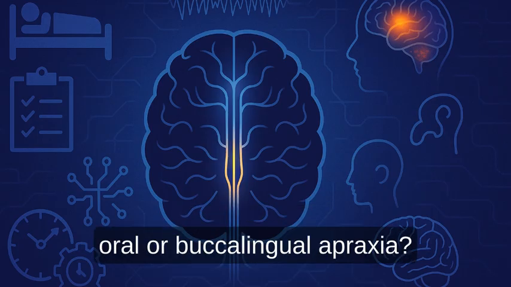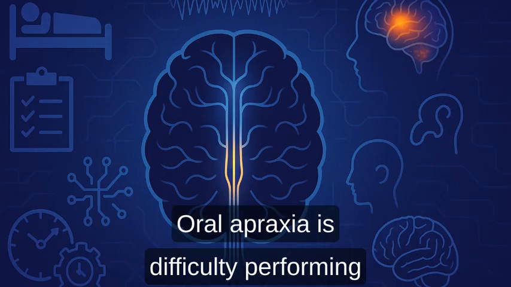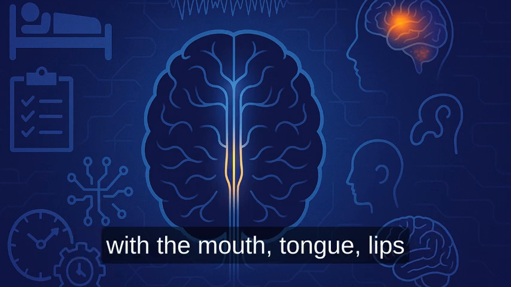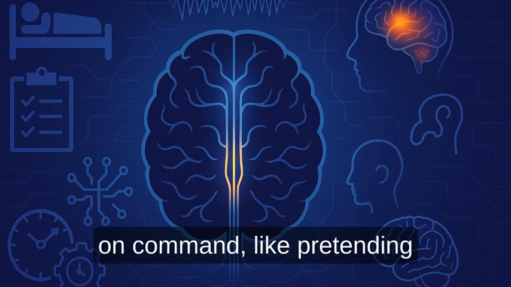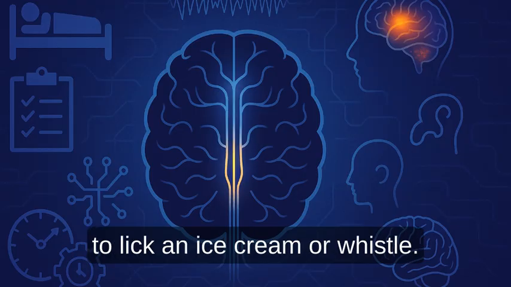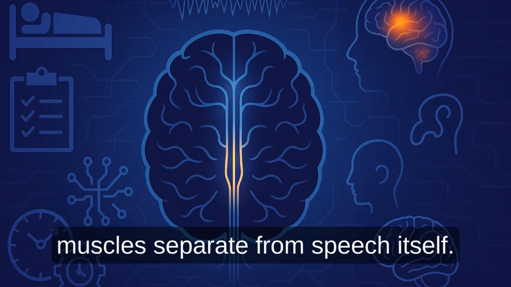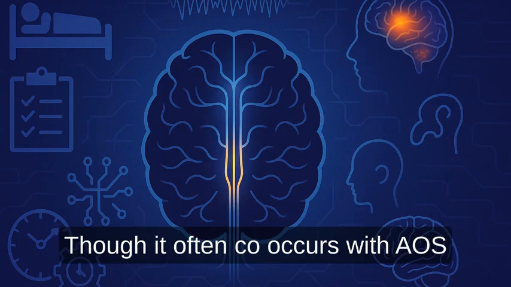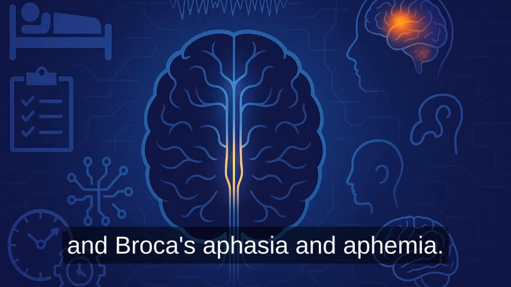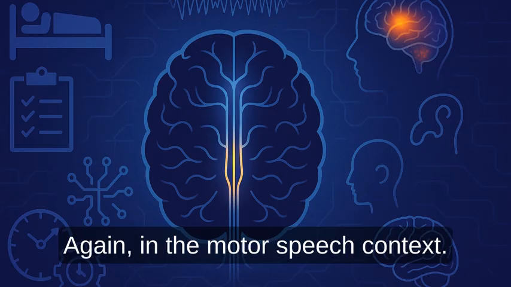How is that different from oral or buccolingual apraxia? Oral apraxia is difficulty performing non-speech voluntary movements with the mouth, tongue, lips on command, like pretending to lick an ice cream or whistle. It's an ideomotor apraxia for those muscles, separate from speech itself, though it often co-occurs with AOS and Broca's aphasia. And aphemia again in the motor speech context.